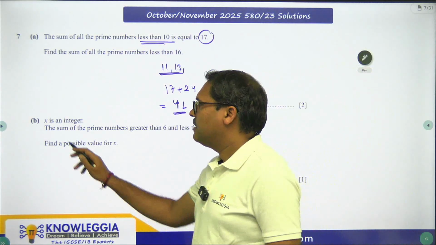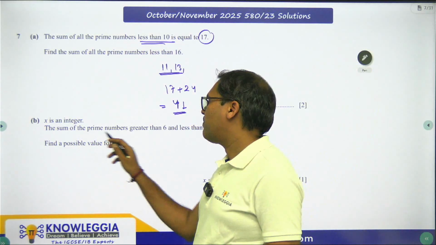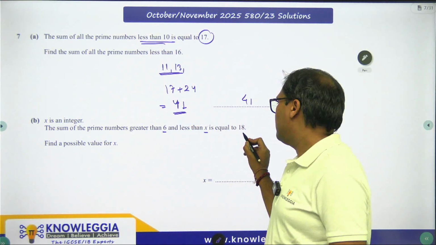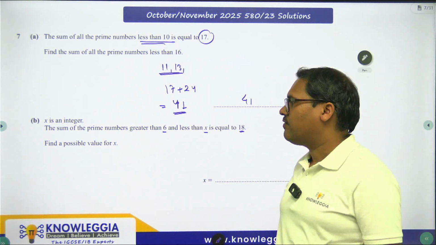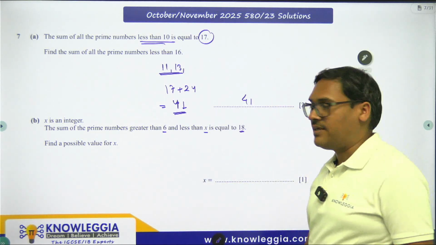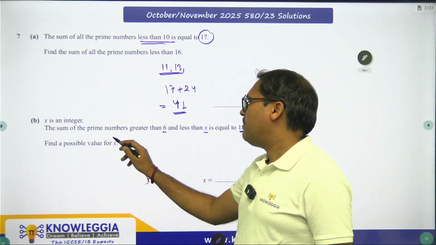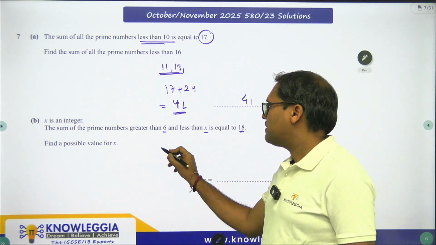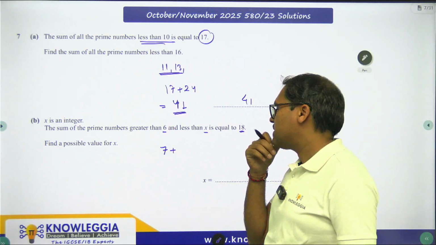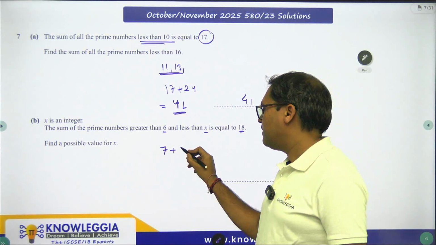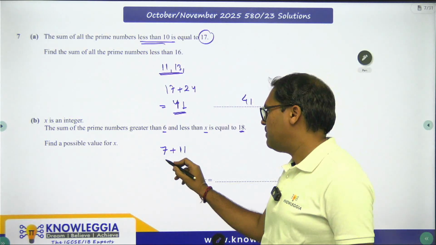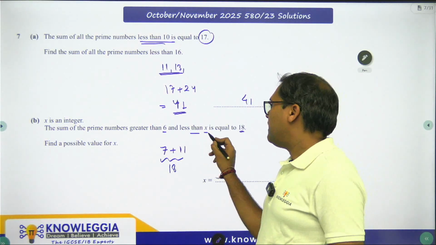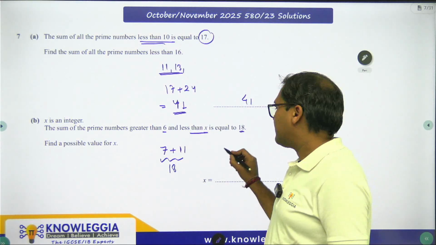Next question. X is an integer. The sum of prime numbers greater than 6 and less than x is equal to 18, then find a possible value of x. So, the sum of prime numbers greater than 6. What are the prime numbers greater than 6? This is 7, then this is 9, this is 11. So this sum is basically equal to 18 only. Correct? Less than x. So x can be equal to what?